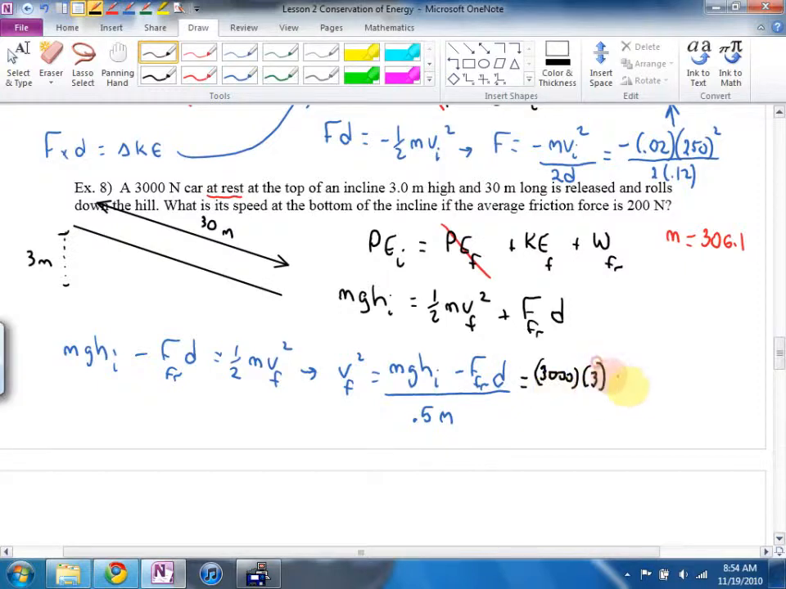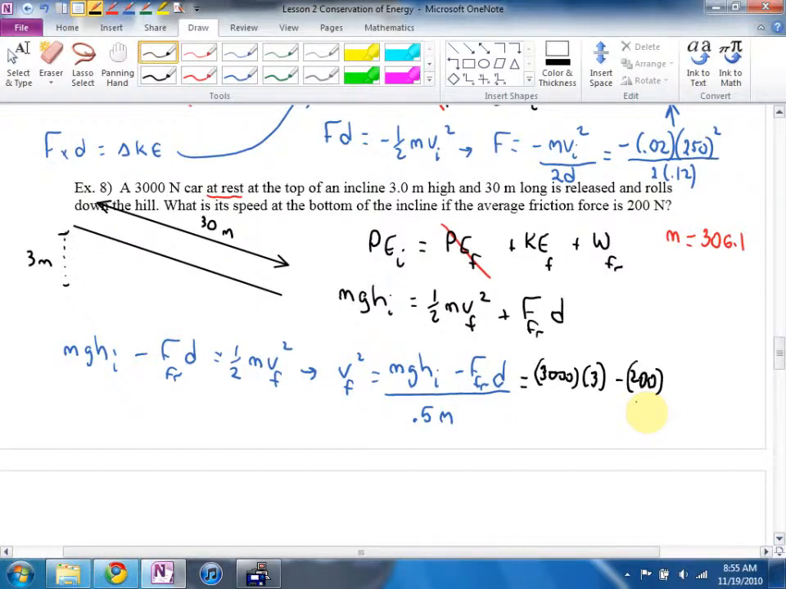Minus force of friction. What did it say the average force of friction was? 200. Now, which way does friction act? I think it acts along the ramp. So which distance am I going to use here? I've got to use the 30. Now, how could I ramp this up, no pun intended? How could I make this a bit more difficult?